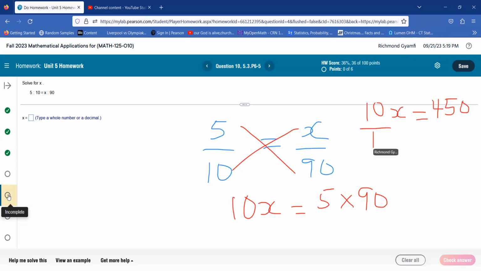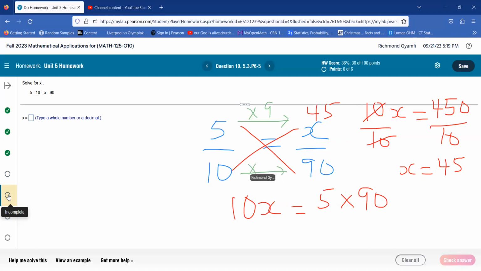I divide both sides by 10. So x equals 45. And if you think about it, this is so true. What is true? 5 times something gives you 45, right? 10 times 9 gives you 45. So going from 10 to 90, I have to multiply by 9. Because both are set equal to each other, then I have to multiply 9 on top as well. All right.